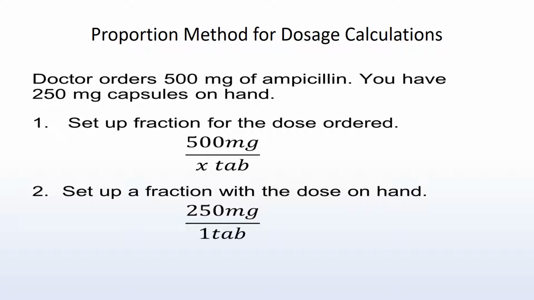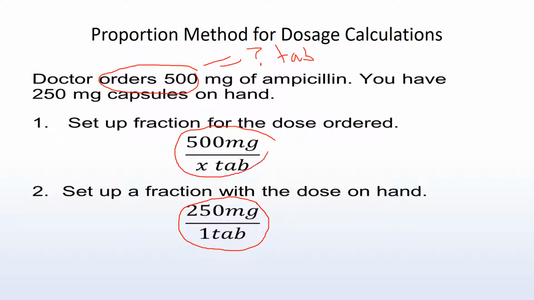So what do you know? You know that for every 250 milligrams, you get one tablet. What's the order? 500 milligrams. That equals to, I don't know how many tabs, right? So let's set up the proportional method. You have your unknown proportion. What's on top? Milligrams. What's on the bottom? Tabs. And then you have your known. What units on top? Milligrams. What units on the bottom? Tablets. Right? Very good.